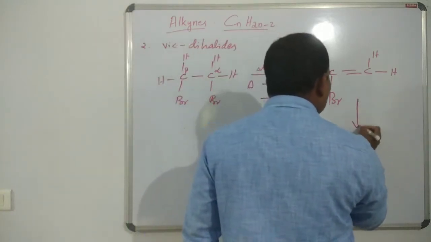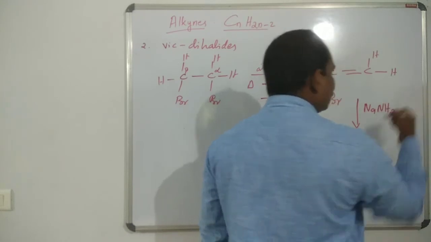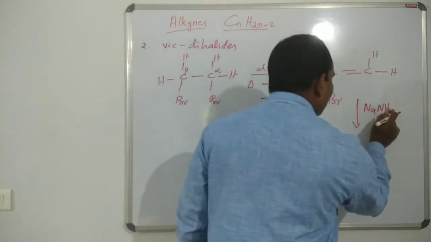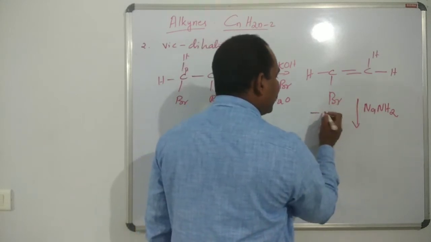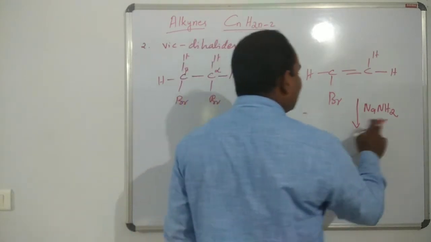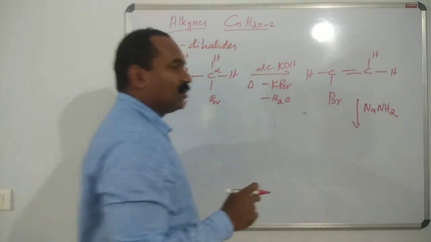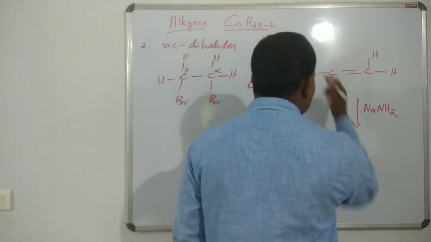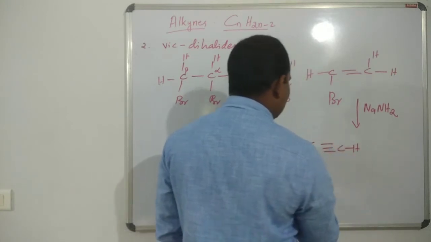Then this one is treated with sodium amide, NaNH2. Sodium takes bromine, so minus NaBr. And the NH2 group takes the adjacent hydrogen atom, the hydrogen atom present in the adjacent carbon atom. So what we get? C triple bond C H.